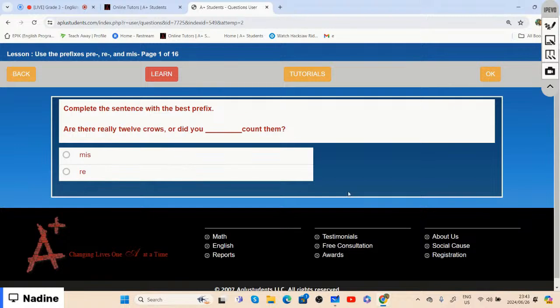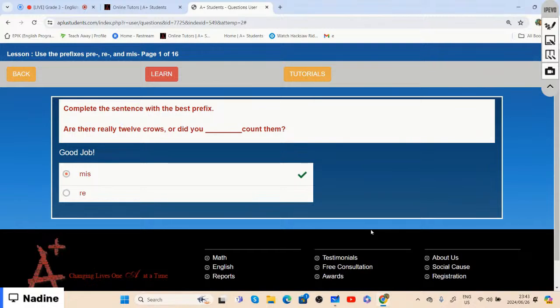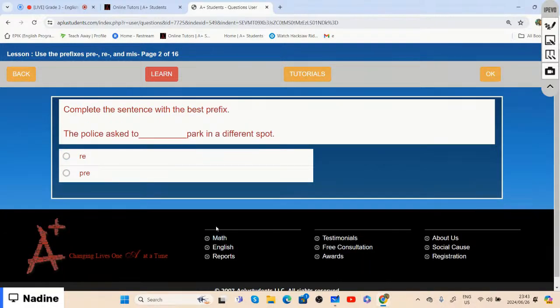All right, so if we were to choose the correct option, then we would say, or did you miscount them? So well done. Option one is correct. The police ask to re-park in a different spot or pre-park in a different spot. Will the police tell you to re-park in a different spot since you're already there, or pre-park in a different spot?